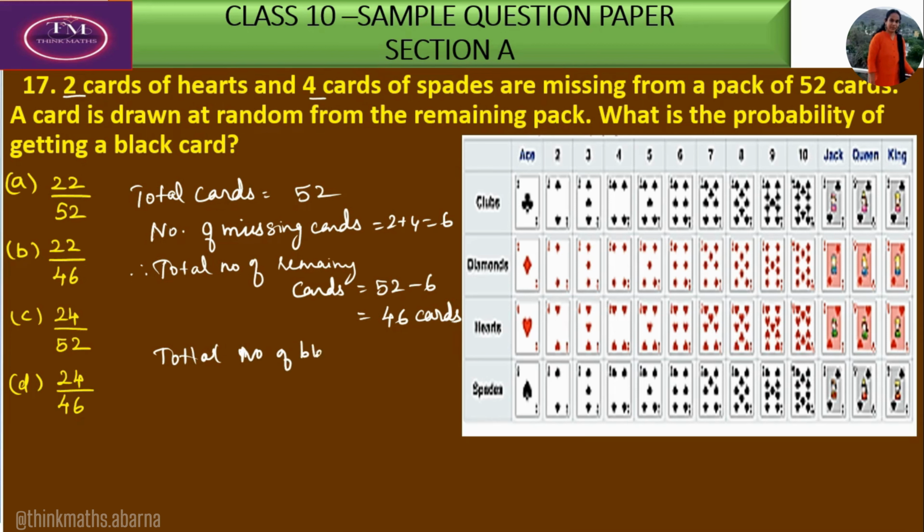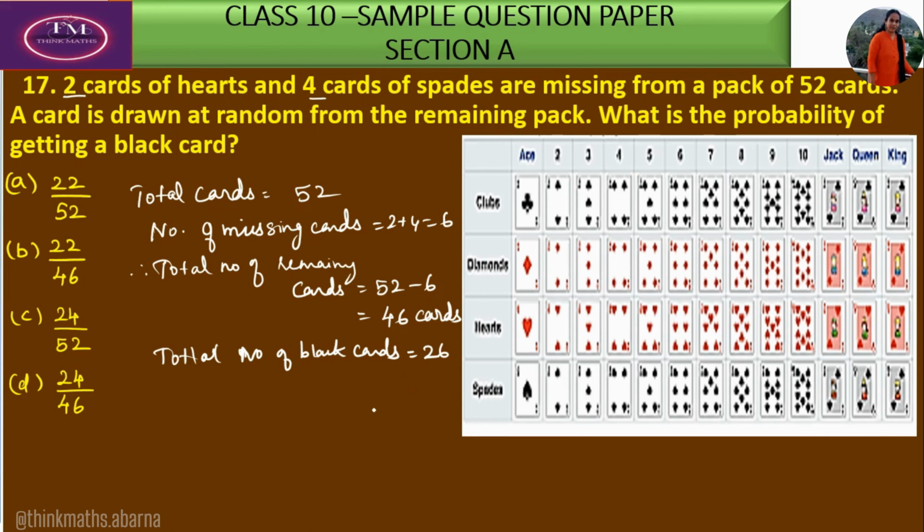What is the total number of black cards? How many black cards will be there? If you look at this picture, we see there are 2 rows of black cards. In each row we have 13 cards: 1, 2, 3, 4, 5, 6, 7, 8, 9, 10, 11, 12, 13. So in each row we have 13 cards. 13 plus 13 is 26. So the total number of black cards is 26.